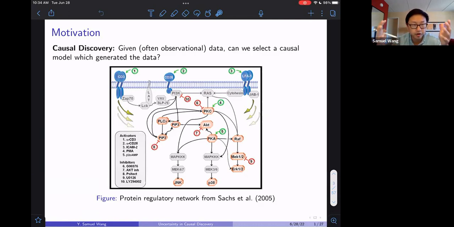At a very broad level, what I mean by causal discovery is the problem of estimating causal structure, or in some sense, selecting a causal model from data. And this is typically observational data.